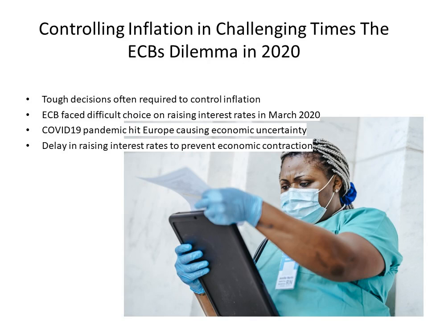However, sometimes controlling inflation means making tough decisions. In March 2020, the ECB had to decide whether to raise interest rates to control rising inflation. However, the COVID-19 pandemic had just hit Europe, and raising interest rates during a recession could cause a massive economic contraction. In this case, the ECB decided to delay raising interest rates.